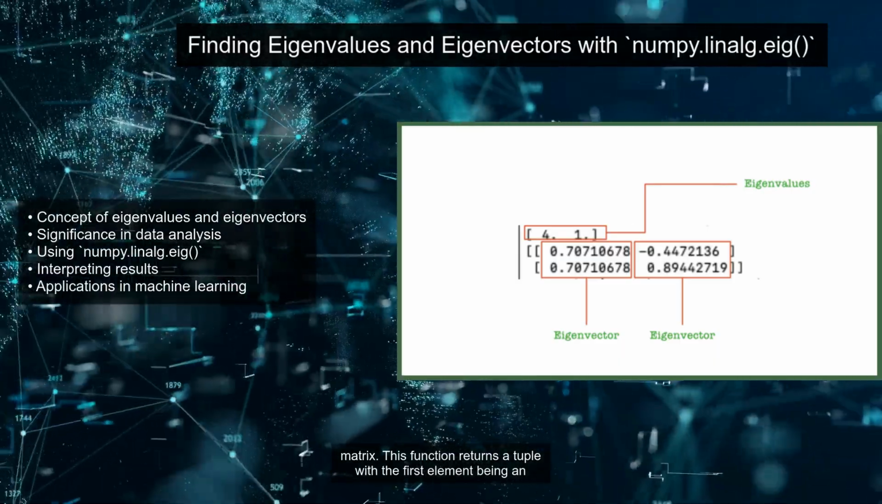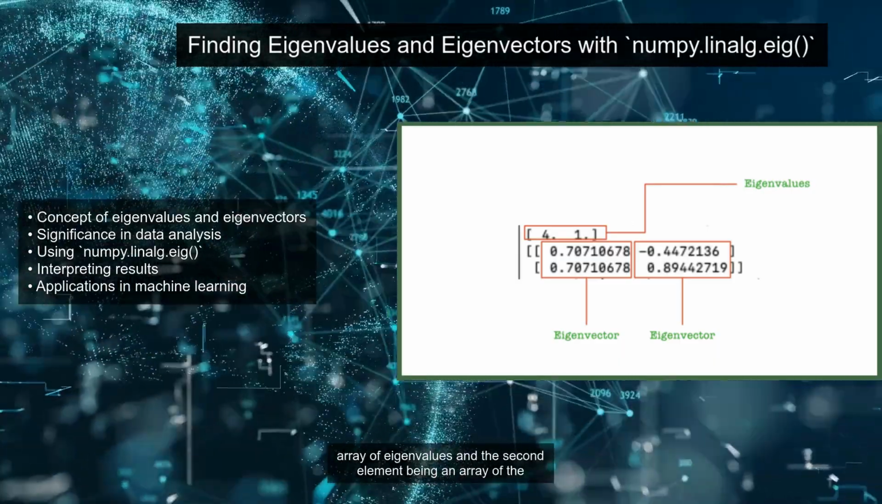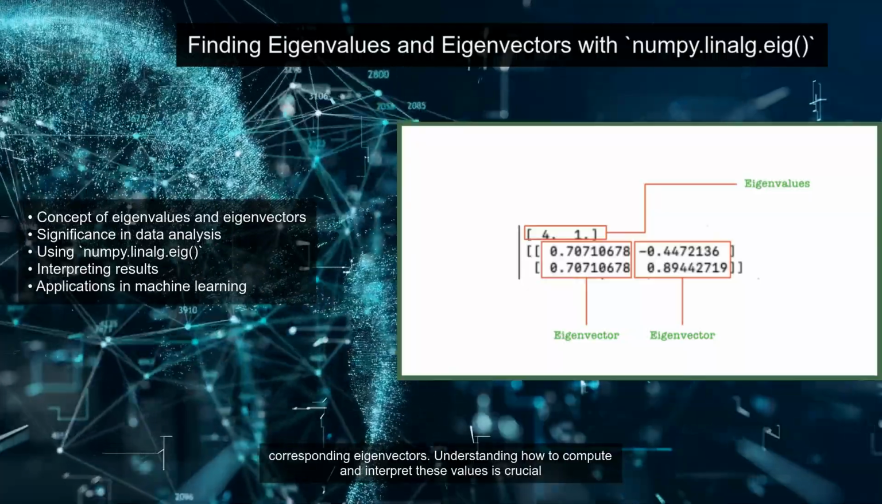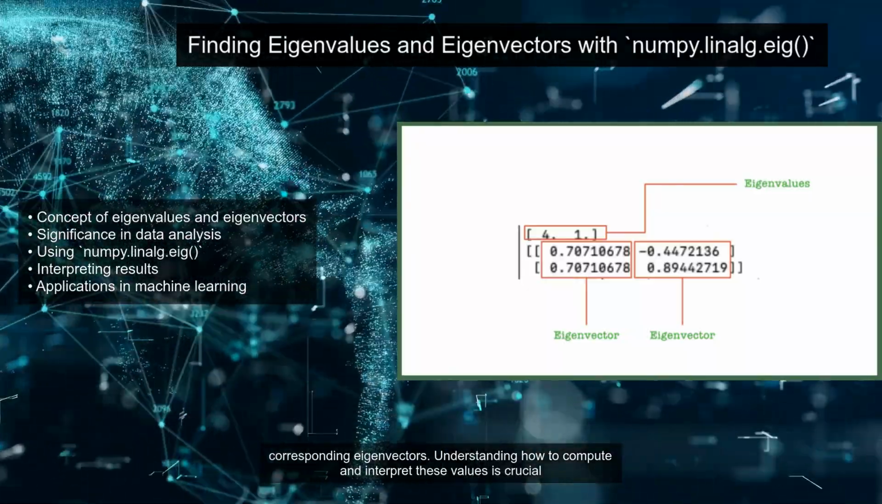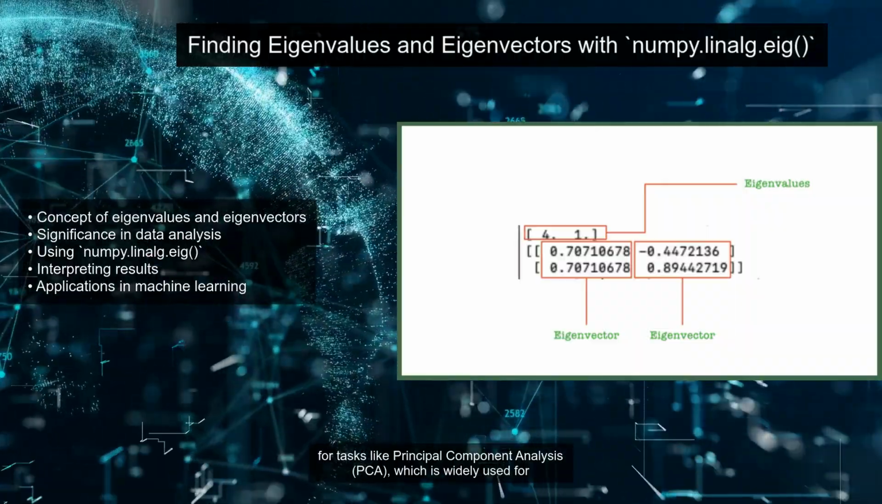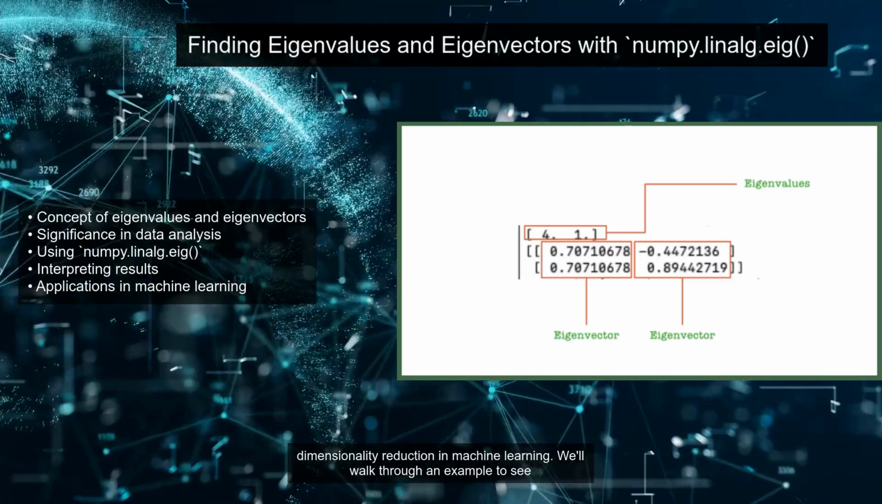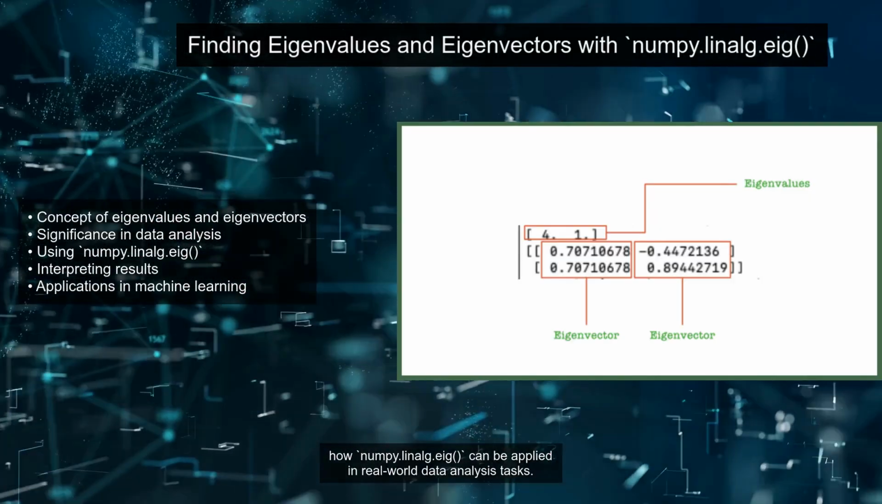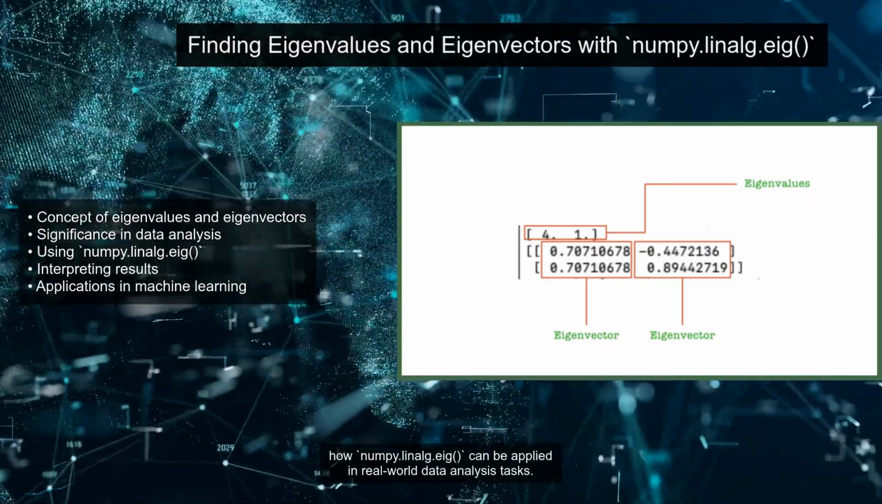This function returns a tuple with the first element being an array of eigenvalues and the second element being an array of the corresponding eigenvectors. Understanding how to compute and interpret these values is crucial for tasks like principal component analysis, PCA, which is widely used for dimensionality reduction in machine learning. We'll walk through an example to see how numpy.linalg.eig can be applied in real-world data analysis tasks.